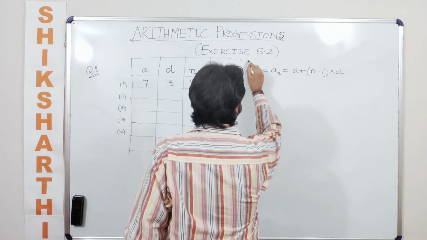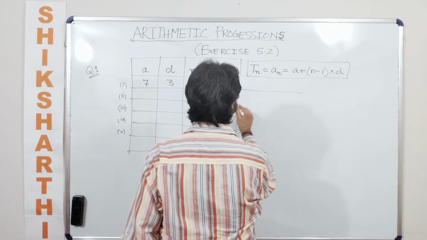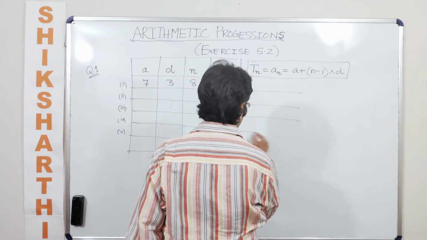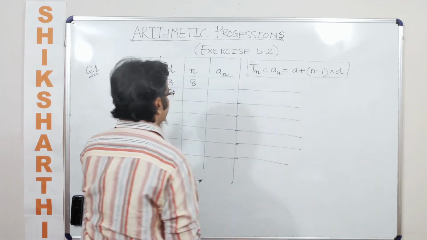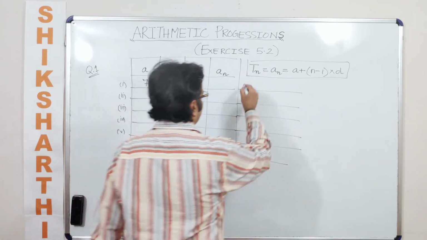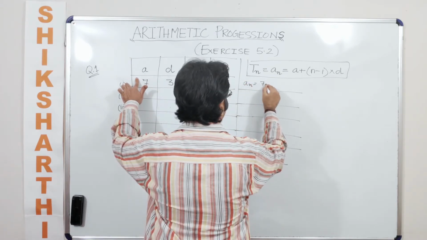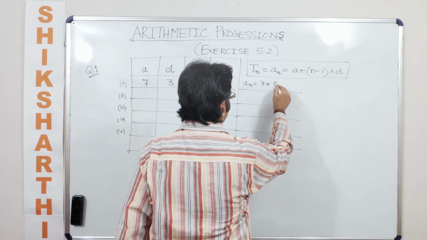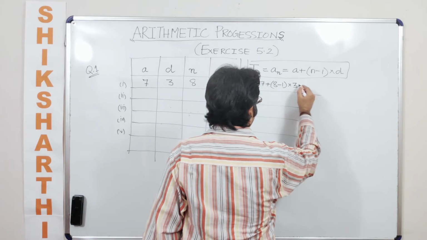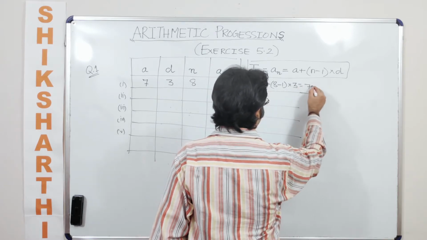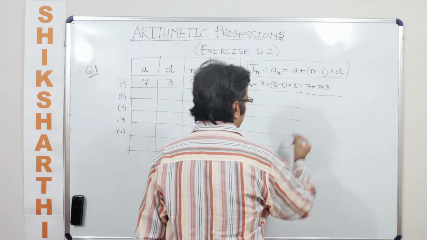For example, now once we know this, because we are supposed to use it in other questions as well, so what we are going to do here is I'm just extending this and we'll solve the questions here in these rows and we'll just put the values here. So now solving for an here, an will be nothing but 7 plus n minus 1, which is 8 minus 1, into d, which is 3. So can I say this is nothing but 7 plus 7 into 3, which is just like saying 28.